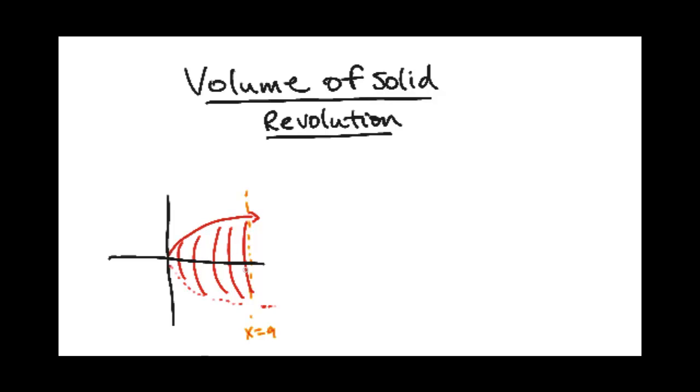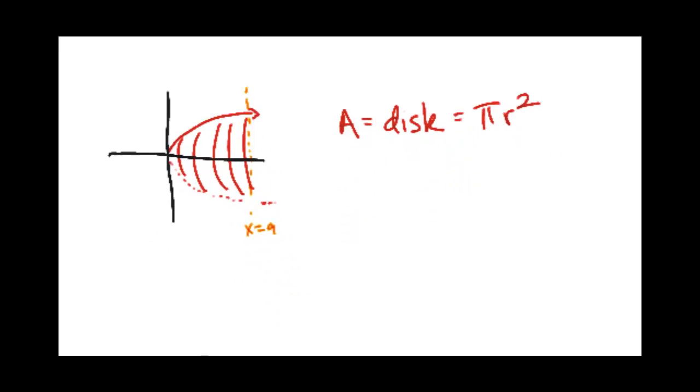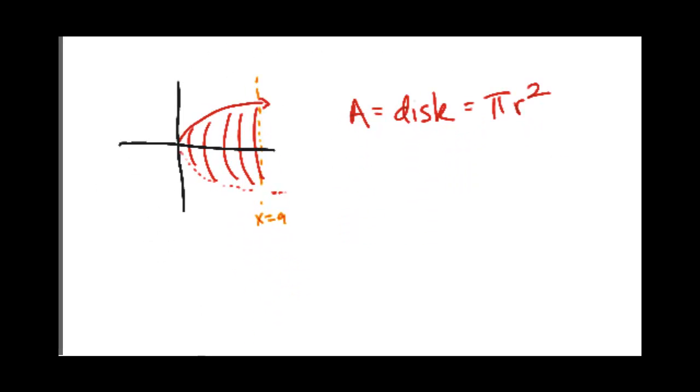Okay. And if we were to take a cross-sectional area of this, what we would end up with is a disk, which would have an area of pi r squared.